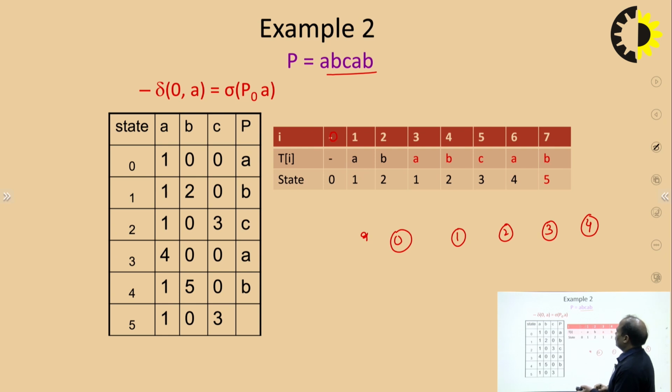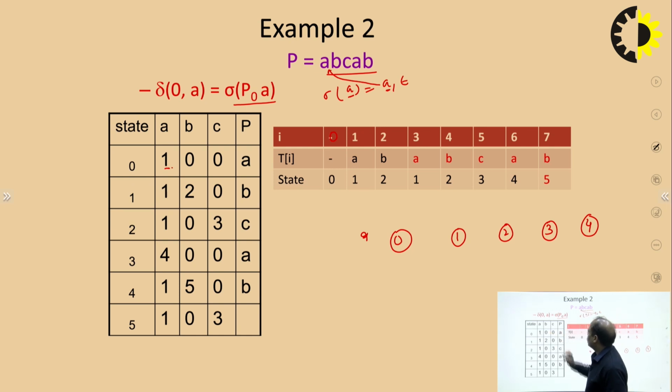If you look here, sigma 0A is 1. How? Delta 0A is sigma P0. P0 is epsilon. So of course sigma A, its suffixes are A and epsilon. This is a prefix also, so its value is going to be 1. The rest are 0 and 0.